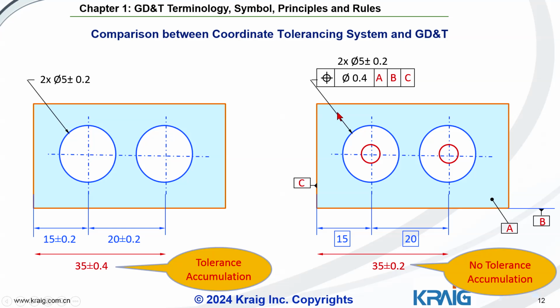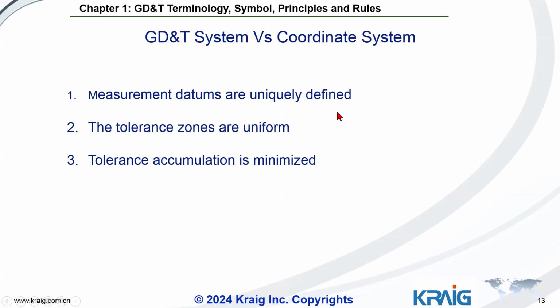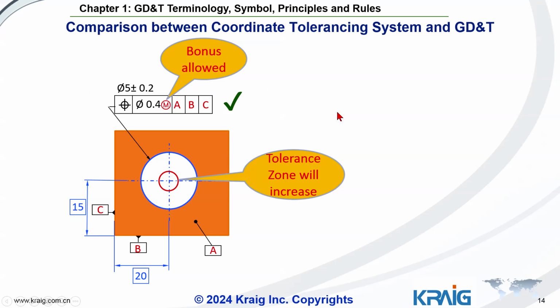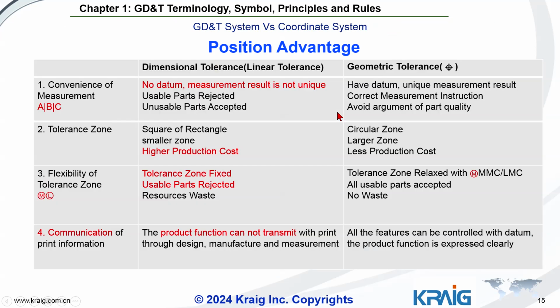Okay, all right. So far we have learned a lot about why we shouldn't use the plus minus to specify the position, right? We should use either position or profile to specify the position. So here is the summary. Okay, the benefit here. Okay, so for linear tolerance, there's no datum, right? And the understanding is not unique.